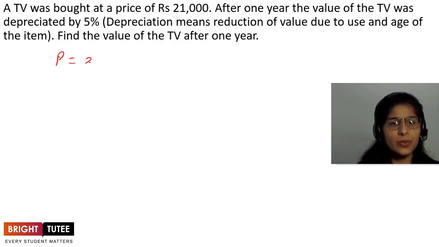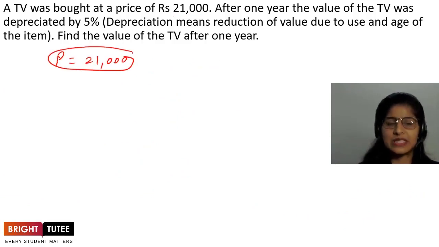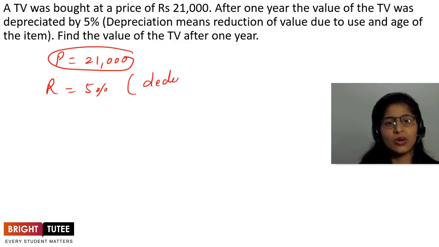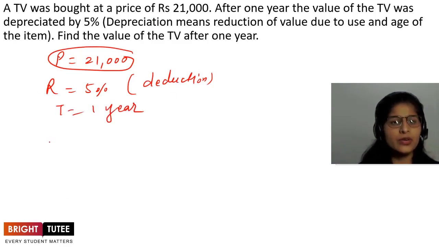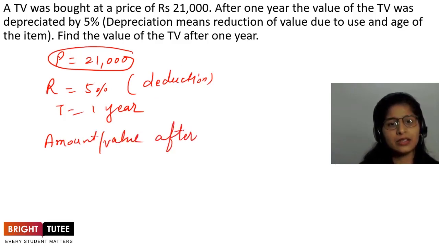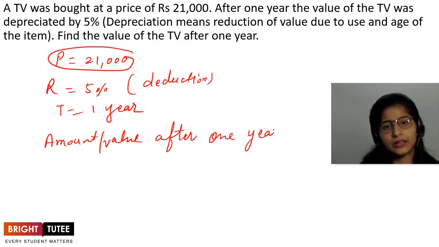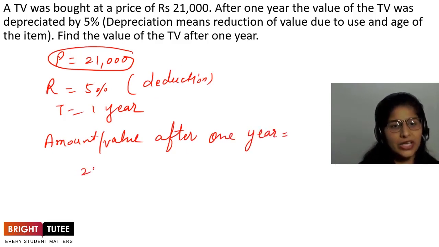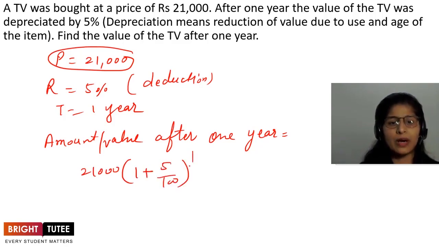So I have the principal, suppose, as 21,000. I'll take it as principal because it's the amount initially. Now rate is 5% with me, but as it is deduction, always we have discussed the question of increase, right, and time is 1 year. So if I use the formula of the amount, we can say amount or value after 1 year will be 21,000 into 1 plus 5 upon 100 to the power 1.